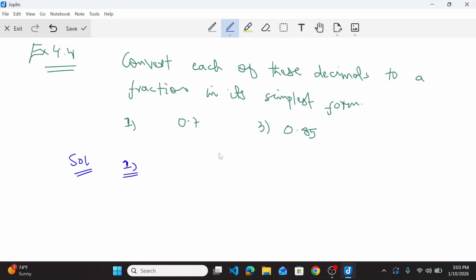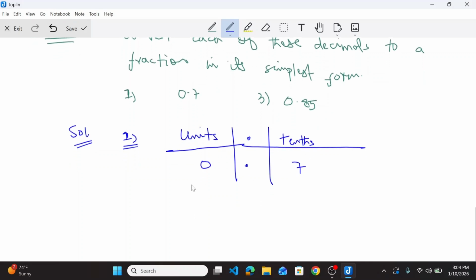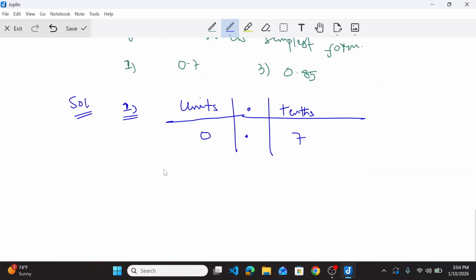So units, it will come 0, and then we have a decimal. And the 7 is on the 10th place. So we can say 0.7 is 7 divided by 10. So it's our fraction form.